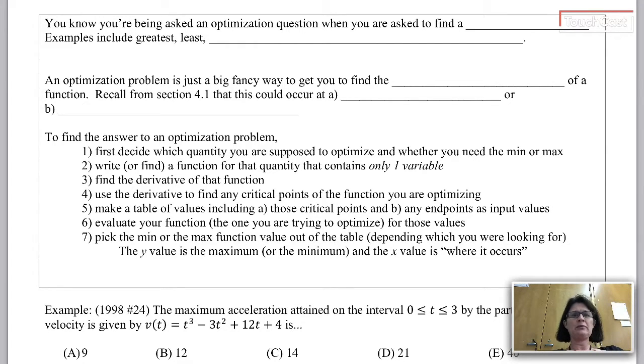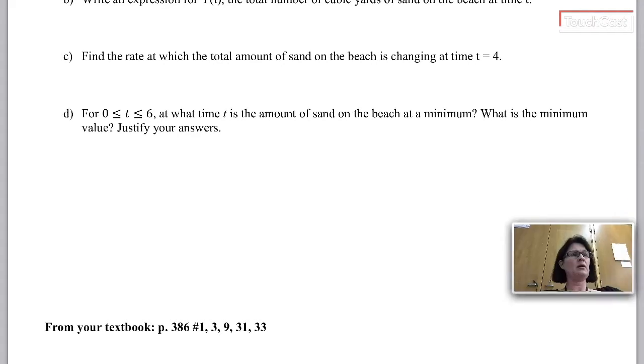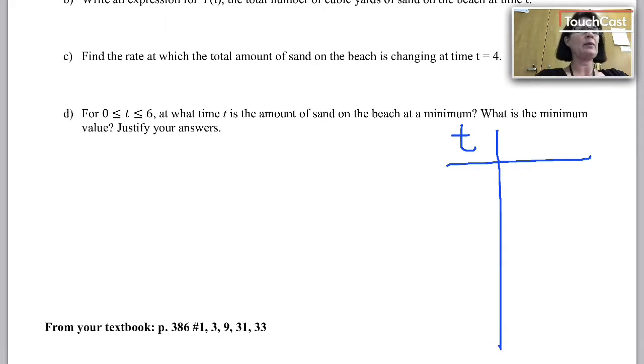So come back to this problem here. At what time t is the amount of sand on the beach at a minimum? I already have an expression for the amount of sand on the beach. I called it y of t. So let's remember the things that I know. The inputs to the y function, the quantity I care about, are times. So I'm going to have a time column and an output column, in this case an amount of sand on the beach column.